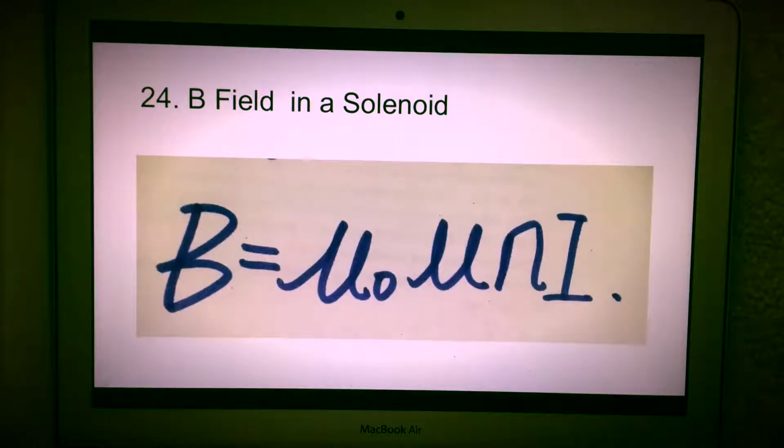B field in a solenoid. The magnetic field equals mu 0 mu n I. Yeah, you see there are two mu's, but mu is the material. If you put some material inside the solenoid, the mu will be different. And mu 0 is the constant, and n is the number of loops per length, and I is the current inside the solenoid.